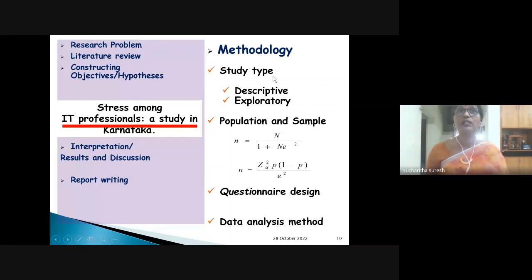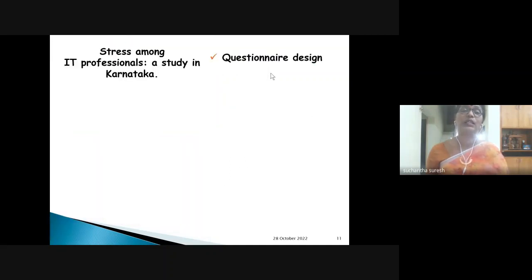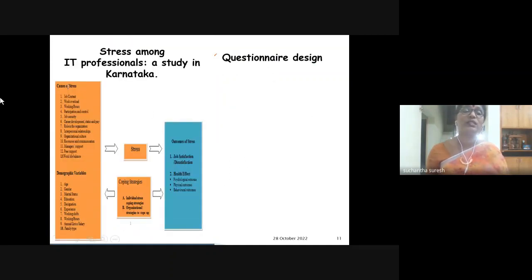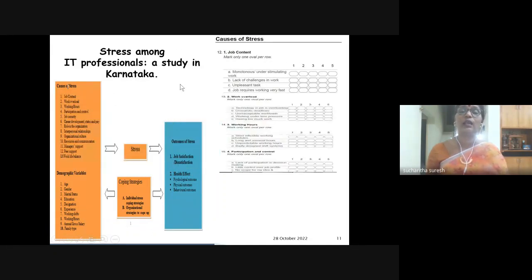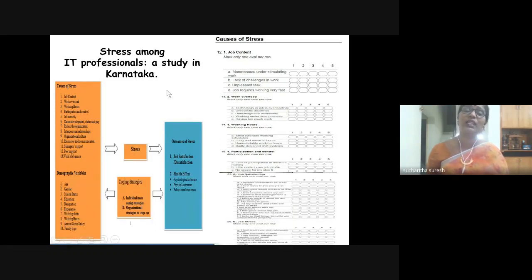Okay, you need to mention in a paper how the questionnaires are developed and what all components are included in your questionnaire. Okay, for example, here for IT professionals, the questionnaire should include job content, workload, working hours, and all these other causes. See, the causes he has mentioned are so many. Regarding those causes, these are all the questions that have been asked. See, very nicely the questionnaire is developed.